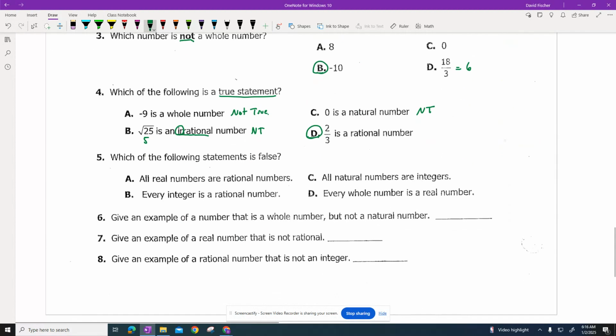Okay, and we have a couple more here. Which of the following statements is false? So I'm looking for something that's not true. All real numbers are rational numbers.